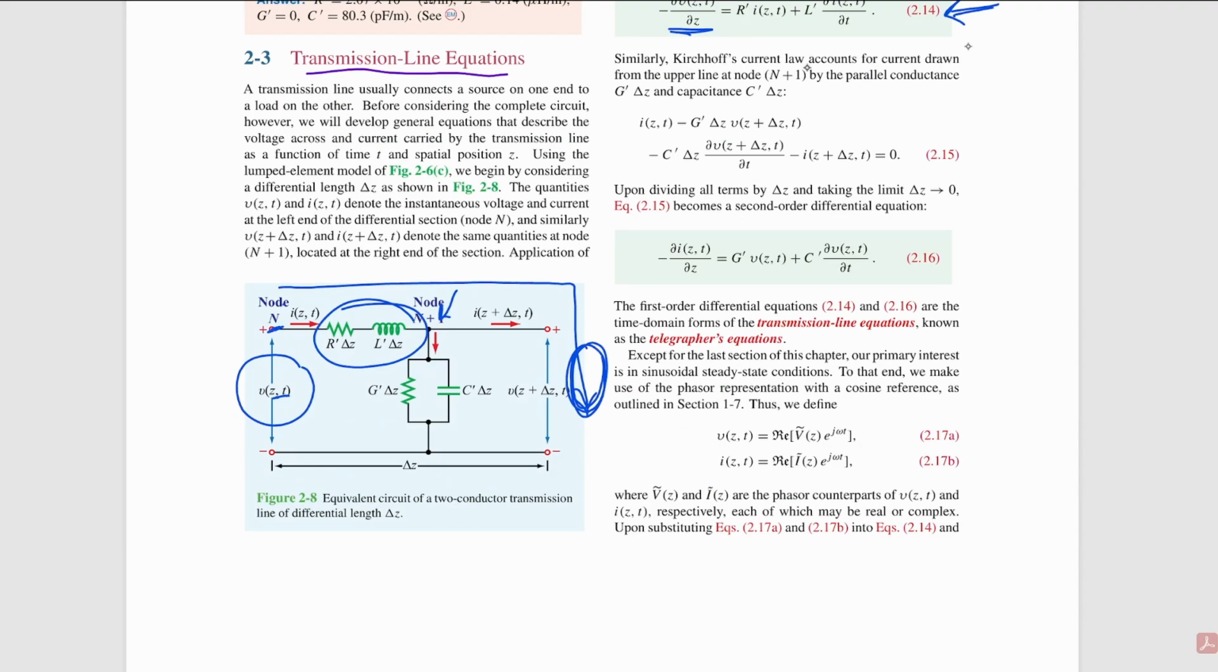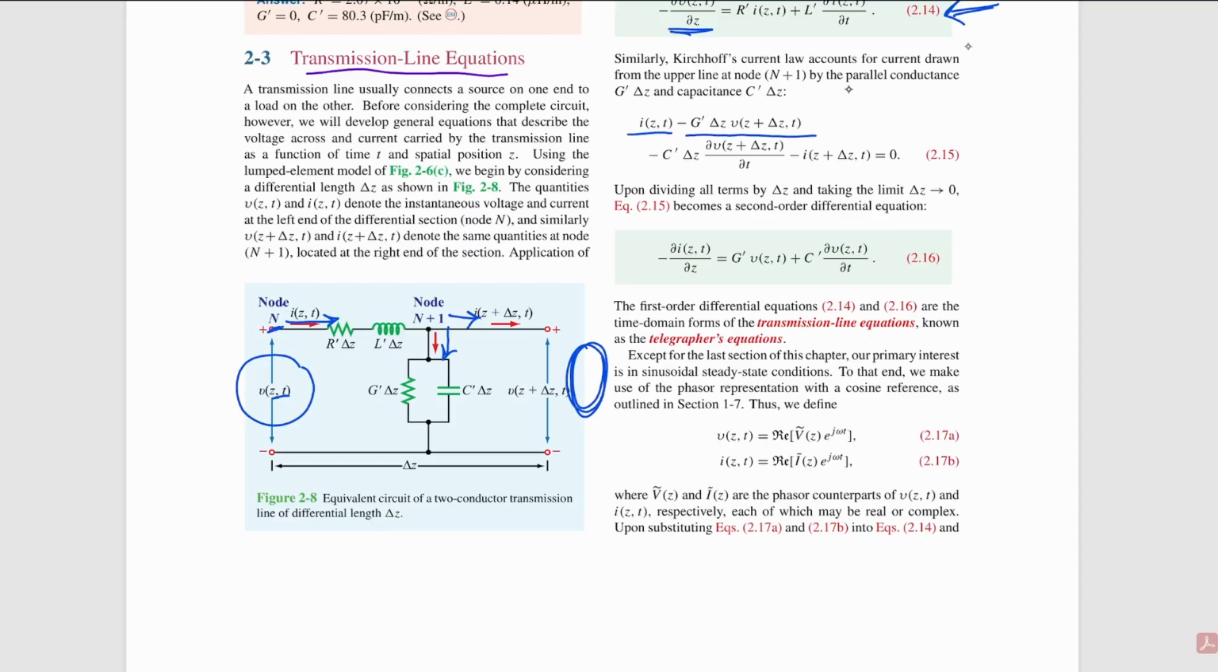Similarly, KCL accounts for current drawn from the upper line at node N plus 1. So KCL accounts for current that goes here by the parallel conductance and capacitance. So the current coming from here is divided into two parts, a current going in here and the other one going in here. So this one minus the current going in here minus the current going in there equals 0. So I for the source minus this part. How is this the current?